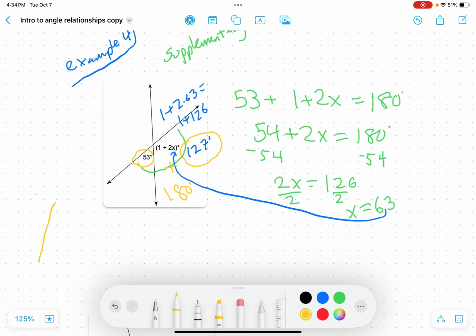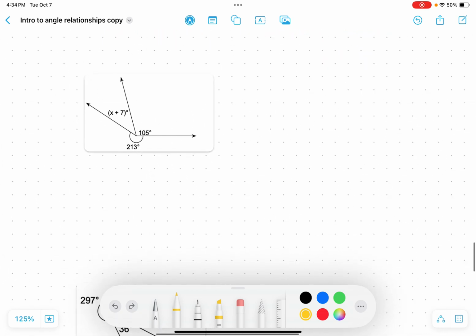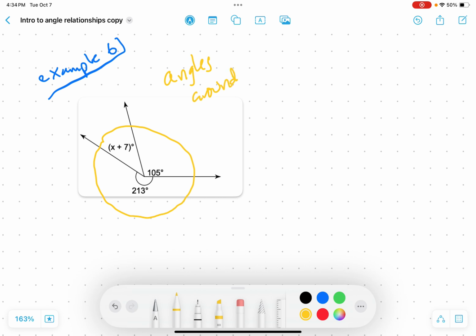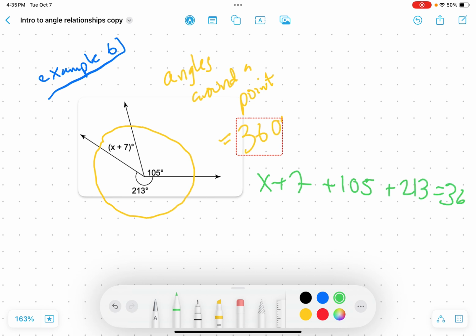I believe I just picked one more example. Okay, so this should be example 6. This one we can see is angles around a point, right? These angles go all the way around a point, and so that means they add up to 360. That's my clue to set up my equation. I'm going to say x plus 7 plus 105 plus 213 equals 360.